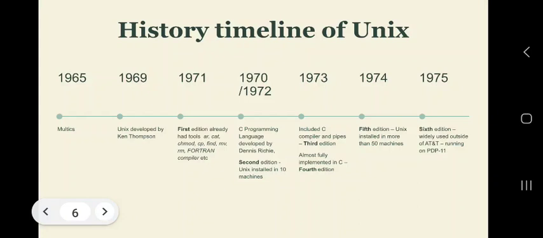And during 1970, that's when the fourth edition also came out, and almost the entire Unix operating system was by then implemented in the C programming language. The fifth edition came in 1974, and Unix by that time was being installed on 50 different machines in various places. 1975 saw the sixth edition, and it was widely used even outside of AT&T, in different universities and so forth, on the PDP-11.